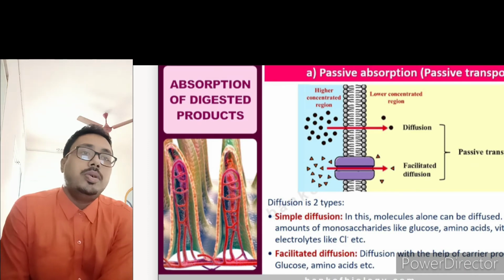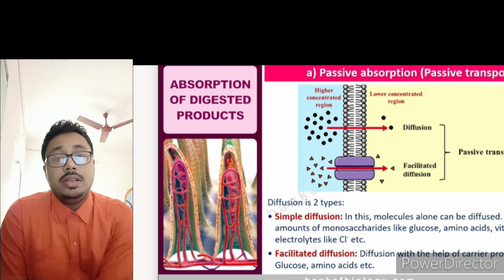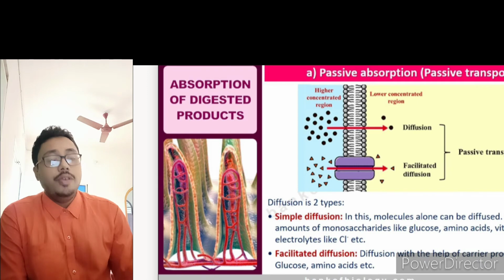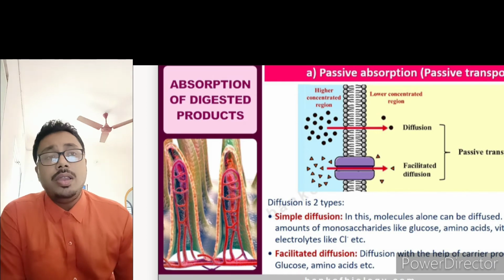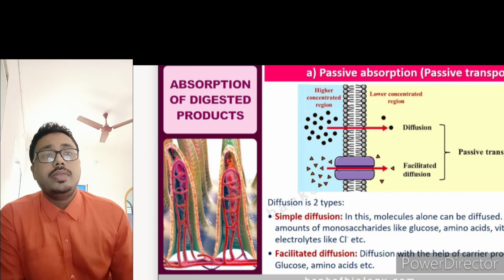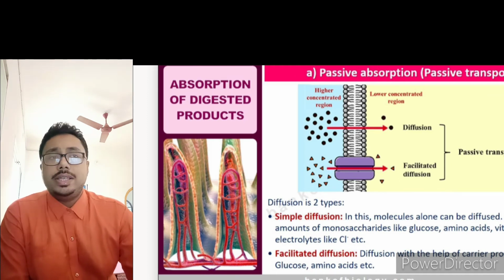It includes both osmosis, where the membrane is present, and if the membrane is not present, that is known as diffusion, simple diffusion, absorption of solute molecules. And absorption of water molecules happens with the help of osmosis. Now, diffusion is of two types, simple and facilitated diffusion.